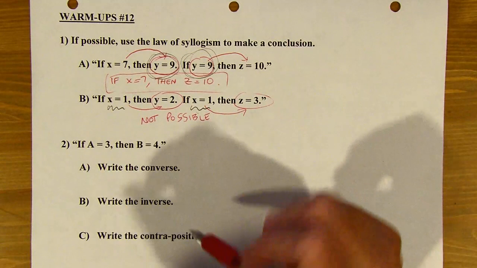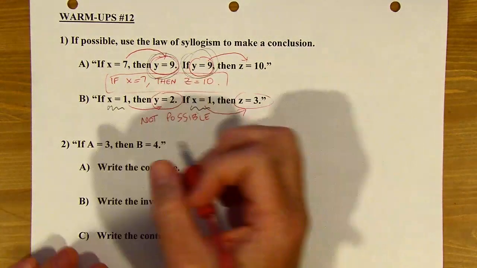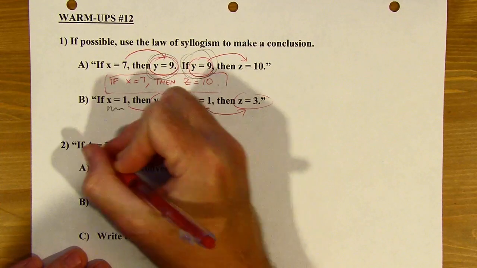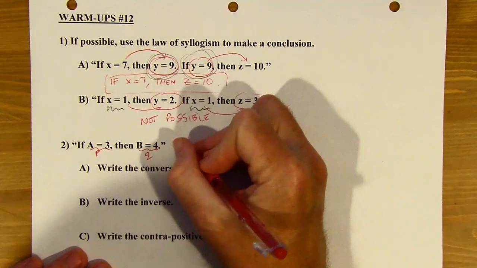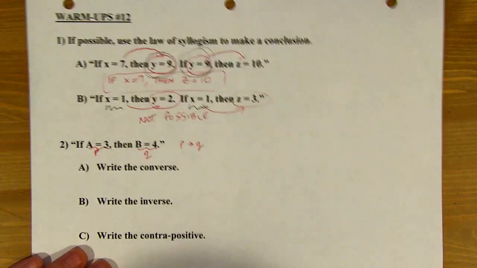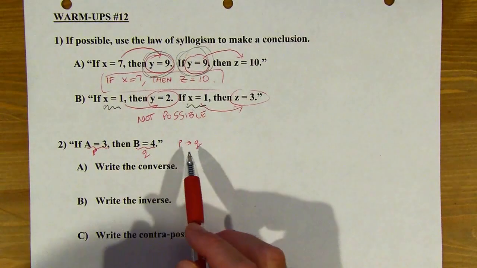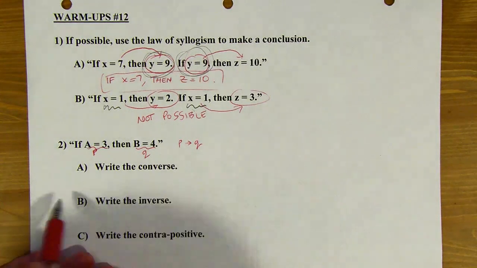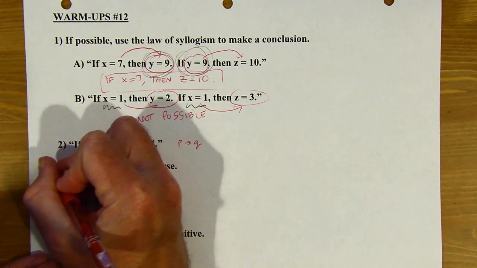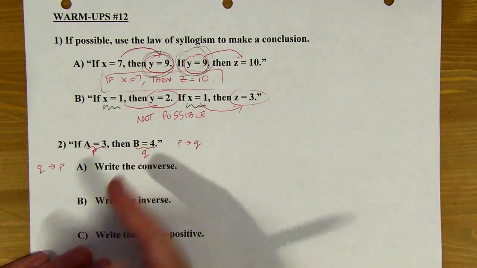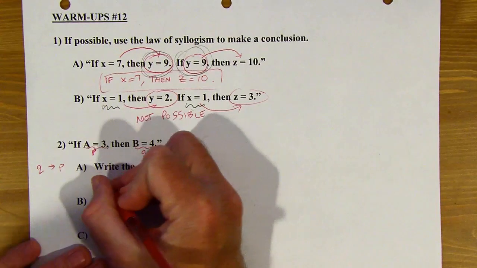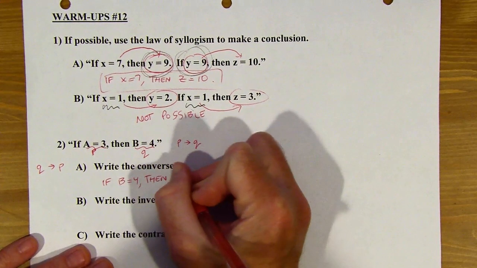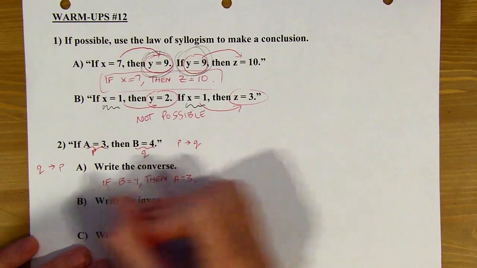Okay? All right, here we've got a conditional. So this is my hypothesis. This is my conclusion. I'm just using lowercase p and lowercase q for that. So if this is my original conditional, I lost the word for a second. The converse, I just switch the order. I flip it around. So I'm going to flip this. Okay, I'm going to say if b equals 4, then a equals 3. Okay, and there we go.